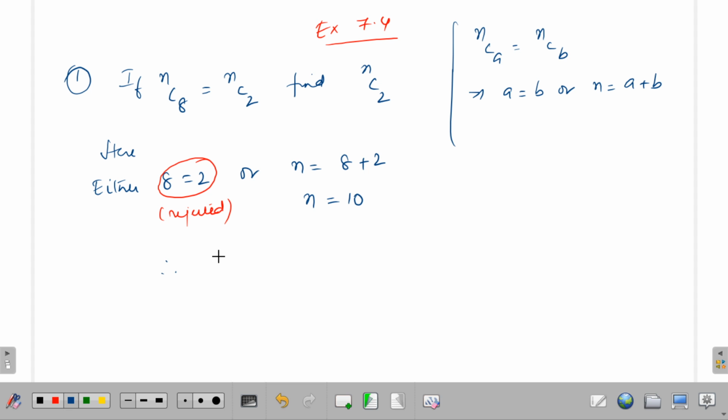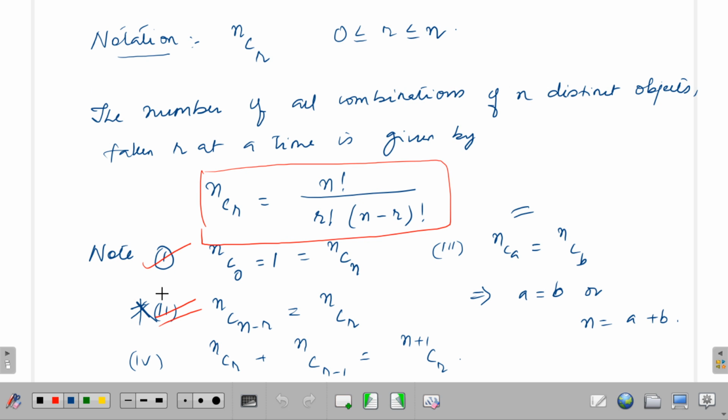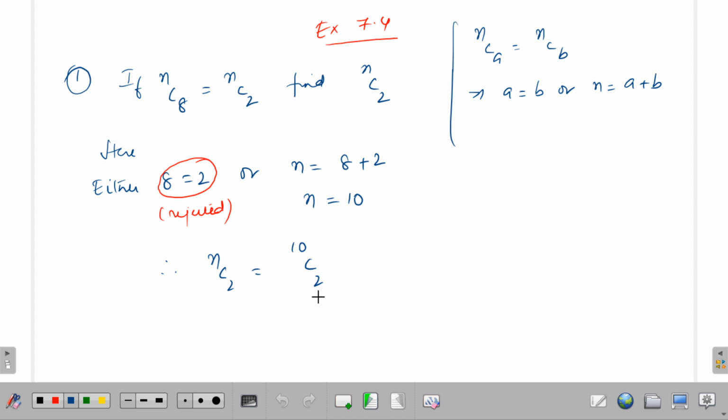Therefore, your NC2 is nothing more than 10C2. Now, as I said, this formula is very much important: NC(N minus R) is equal to NCR. So similarly, using that, or I will just try to solve it in a very easy manner. Your 10C2, you can apply the formula, which is NCR is equal to N factorial divided by R factorial times N minus R factorial, and solve it.